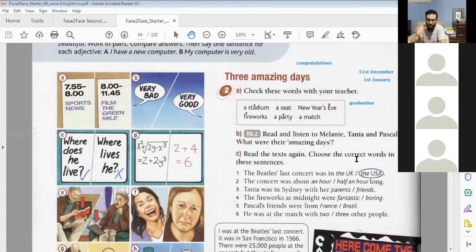All right, so these are some of the new words. We will use these words in the listening. They will come up in the listening now. So listen to Melanie, Tanya, and Pascal. So we have 3 people, okay? We have Melanie, Tanya, and Pascal, and they are going to talk about their amazing days. So each person will talk about their amazing day. Okay? So let's listen.